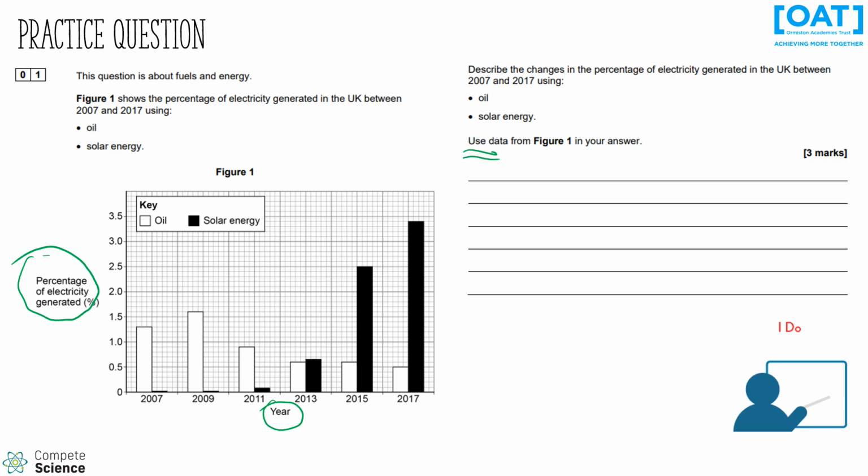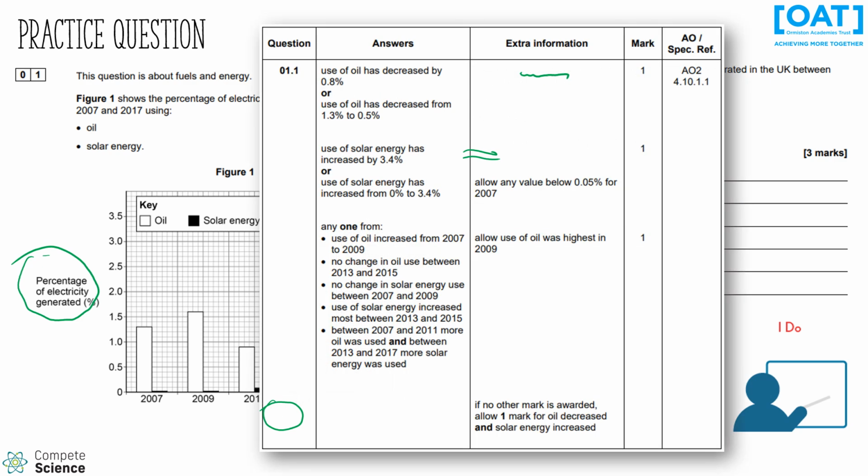So describing the changes, then we're looking at a trend. A trend is a change, and we can look at what's going on here. For 3 marks, to use data in our answer, we need to use some kind of numbers. So we're looking at the differences. For example, the use of oil has decreased by 0.8%. You can go back in the video, you can look and you can compare the use of oil.